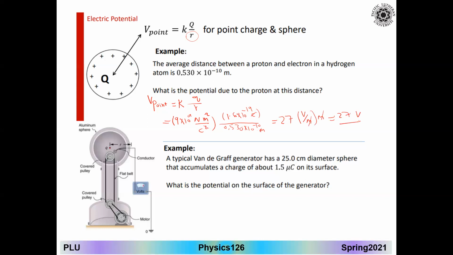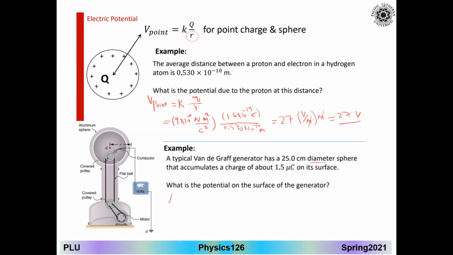Now the second question, similar to that one. The only difference is that we have a Van de Graaff generator with a 25 centimeter diameter sphere, and the accumulated charge is about 1.5 microcoulombs at the surface. What is the potential on the surface of the generator? It's the same thing, for the sphere with the charge on the surface.